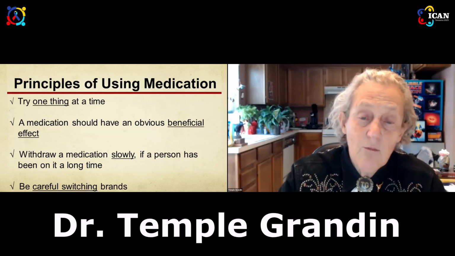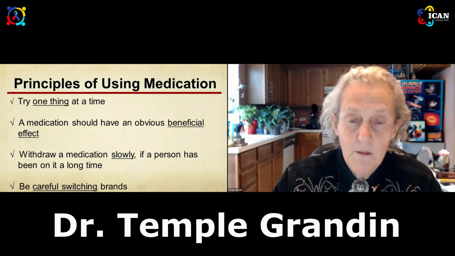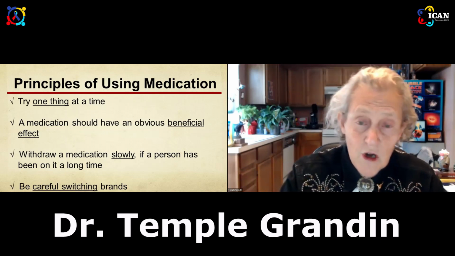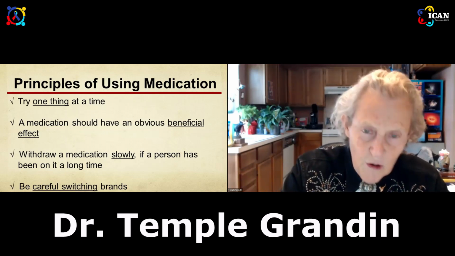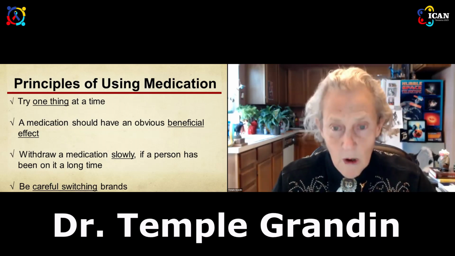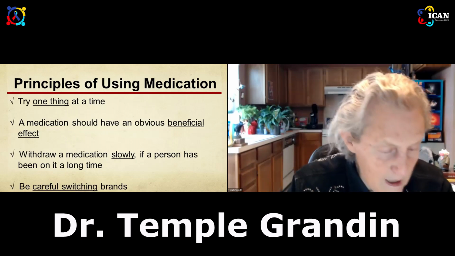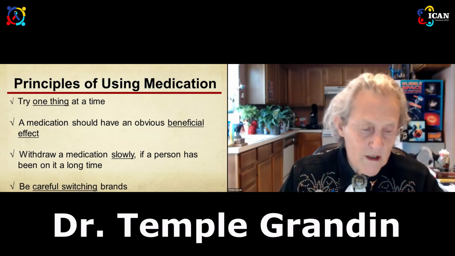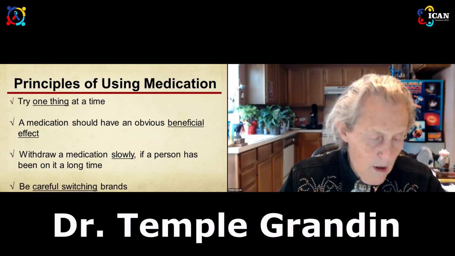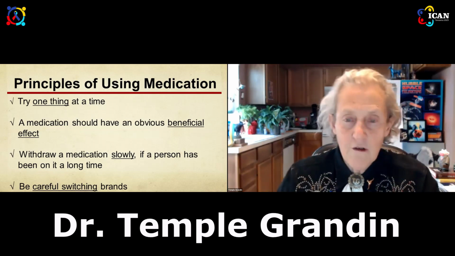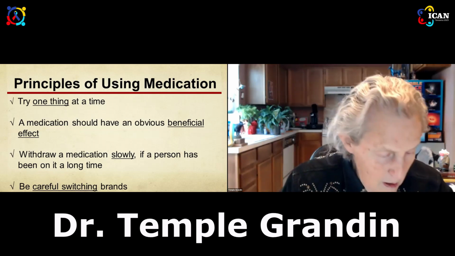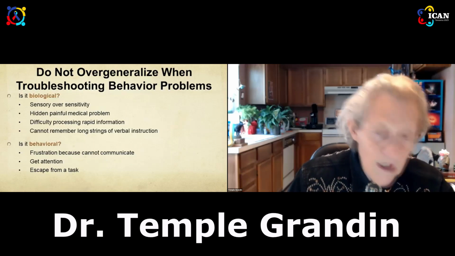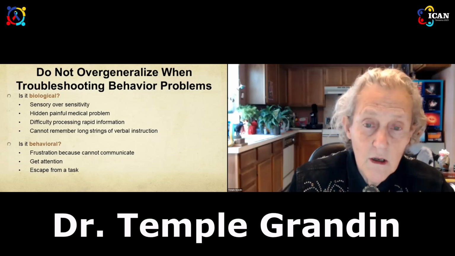The other thing is try one thing at a time. So let's say you try a supplement, like a gluten and casein-free diet, for example, that helps some kids. Try one thing at a time. If you do a new school and a drug at the same time, you don't know what worked. This is just a basic thing. And no medication is going to give you 100% control of anything.